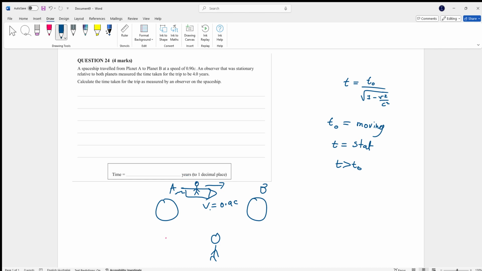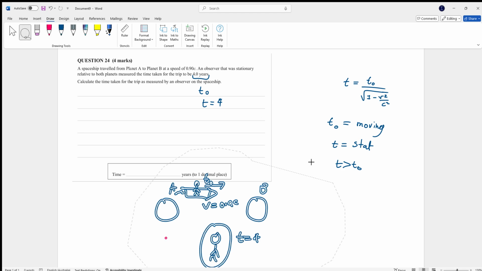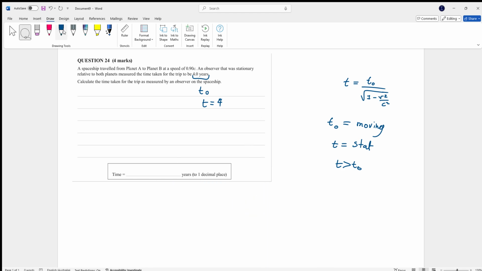Now, T is the time of someone who's relatively stationary. In this situation, this person is. So this person is measuring T, and the person on the rocket is measuring T-O. So in this question, we're trying to work out what T-O is, given that we know T, and we said T was 4 years. So this person measures 4 years, and we've got to work out what the other person would measure it as. Now that we've got that situation covered, we can do the math for it.